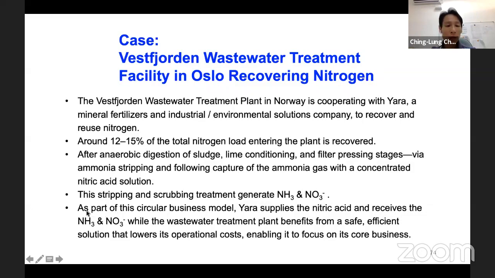And as part of this circular business model, this company supplies the nitric acid and receives the ammonia and nitrate, while the wastewater treatment plant benefits from a safe, efficient solution that lowers the operation cost, because they can sell the nitrogen to the company, so it will lower their operation cost. Okay.